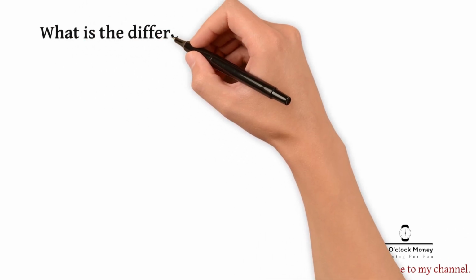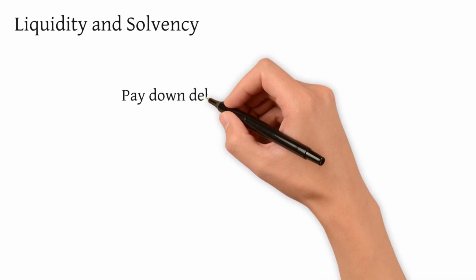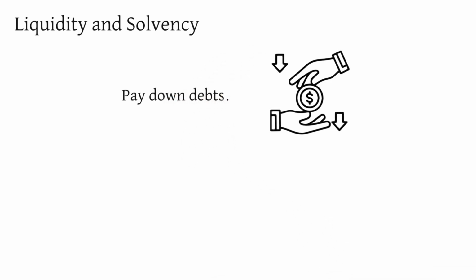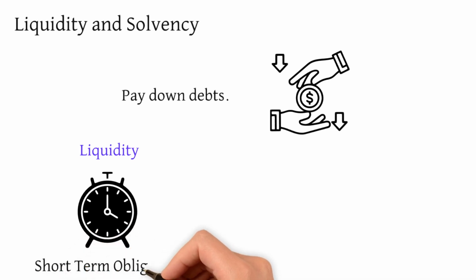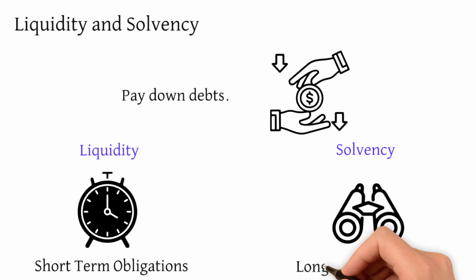So what's the difference between solvency and liquidity? Liquidity and solvency are both connected to the ability of an organization to pay down its debts. When you think about liquidity, you should think about short-term obligations. On the other hand, when you think about solvency, you should think about long-term obligations.